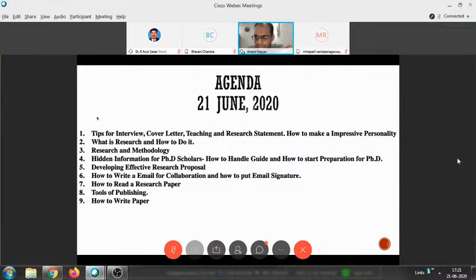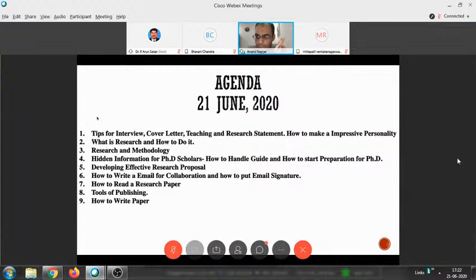So what is research and how to do it? Then we will discuss research and methodology. Don't combine research and methodology: research is one thing, methodology is a different thing. Then we will have some hidden information for PhD scholars on how to handle the guide. First of all, it is very important to handle the guide, and to start preparing for the PhD, how to develop an effective research proposal. I have already told you that if you want to do a postdoc, or collaborate with a foreign professor on a special issue or a book, it is most important that your proposal is strong.